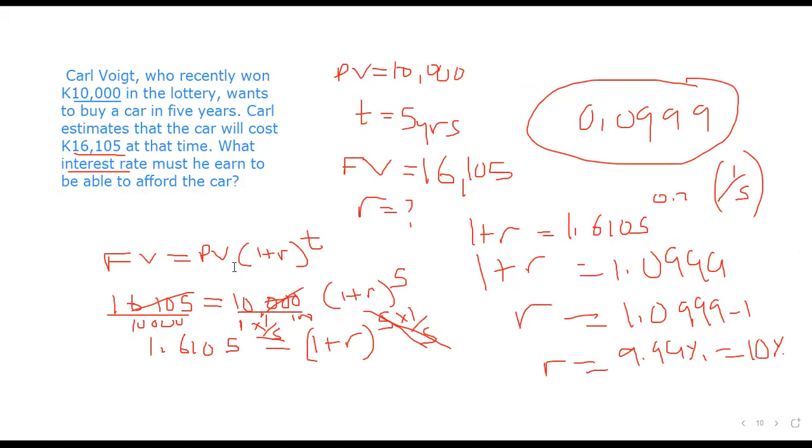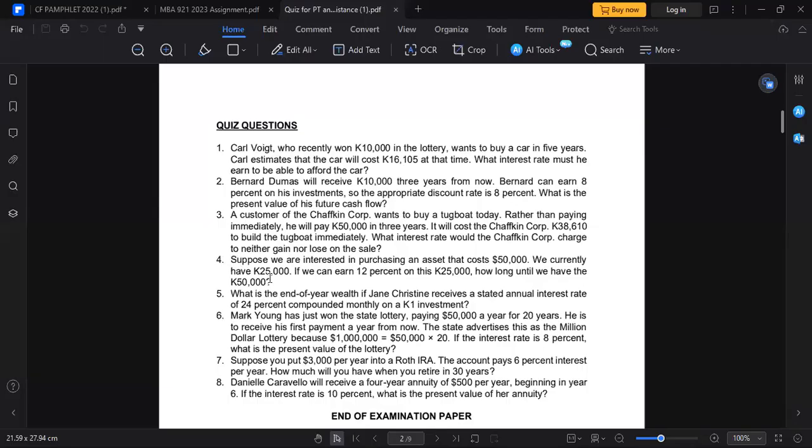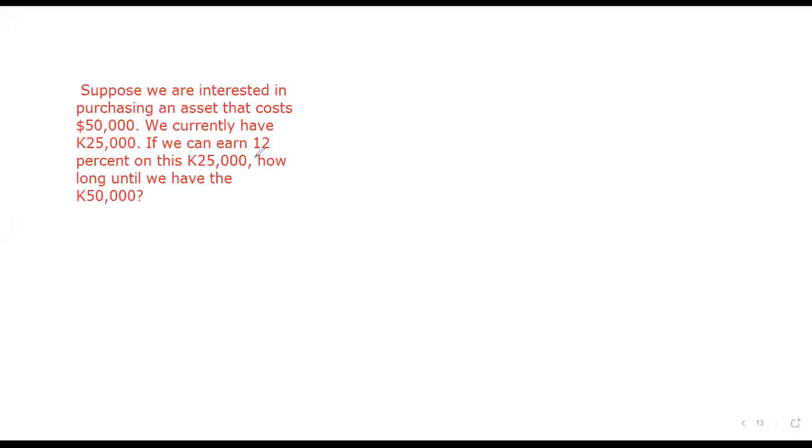All right, let's go to question number 4. We're told suppose we're interested in purchasing an asset of 50,000. We only have 25,000. If we can earn 12% on this 25,000, how long would it take to grow to 50,000? What are they asking for? What are we looking for? Time.